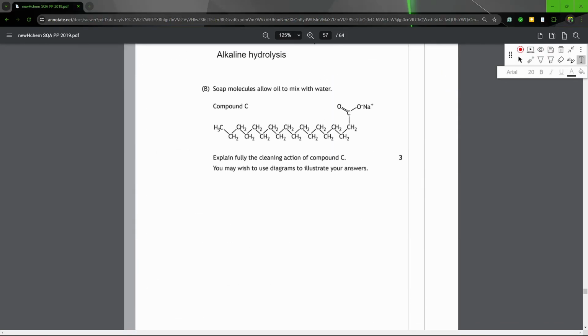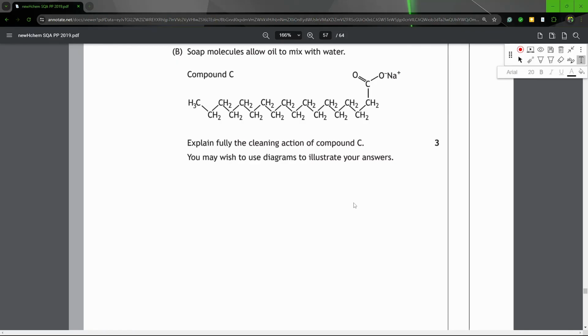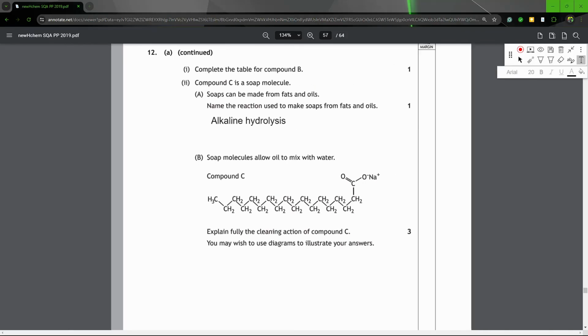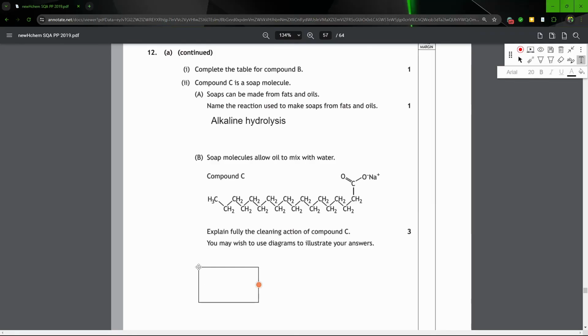You may wish to use diagrams to help illustrate your answers, but we're too cool for that. So I think I'll just go and write that as is. Yeah, there's a lot of stuff you can get marks for here.